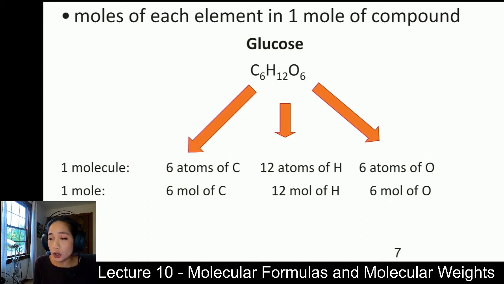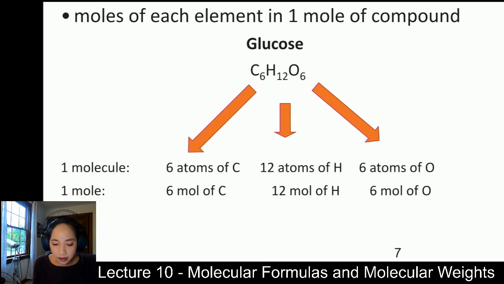But if we had a mole's worth of glucose, 6.022 times 10 to the 23 molecules of glucose, that's 1 mole. So if we have 1 mole of that glucose molecule, then we would also have 6 moles of carbon in that sample. We would also have 12 moles of hydrogen in that sample, and we would have 6 moles of oxygen in that sample.